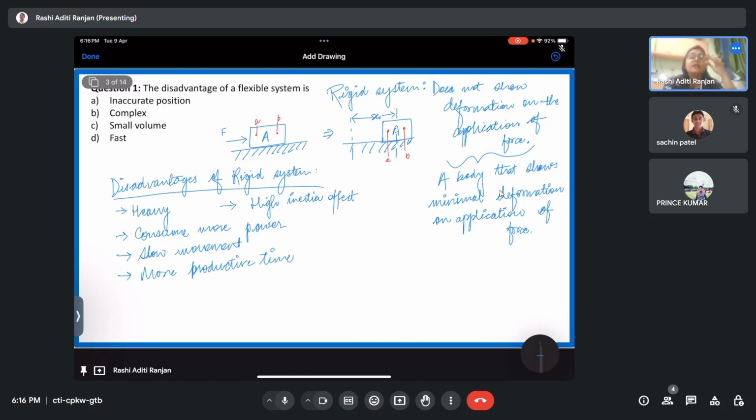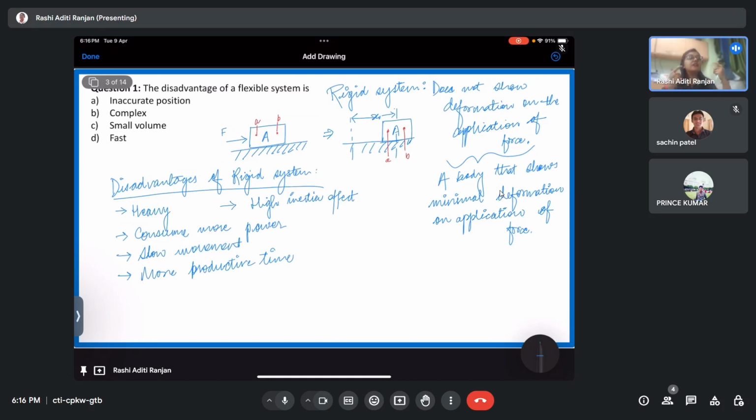Apart from that, there are also several disadvantages of rigid systems. Because when we say it is a rigid system, it means that it is heavy and stiff enough. As I told you in the definition, I assume that it is going to deform a maximum of around 3 to 4% of its length or dimension. So it is going to be heavy and have very high stiffness so that it fulfills the criteria of being a rigid system.